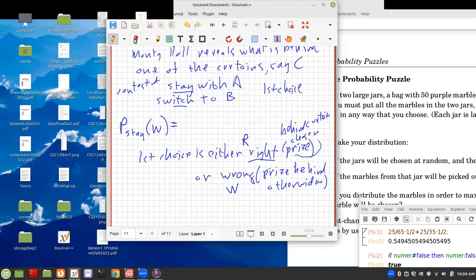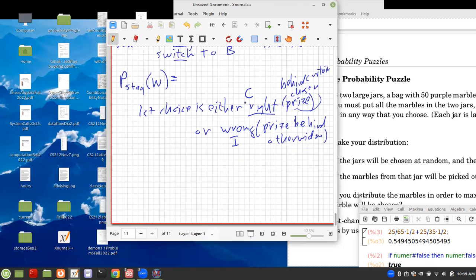Let's call these correct and incorrect, since I don't want to use W for both winning and wrong. The first choice was either correct, the person guessed correctly, or it was incorrect. Those are 2 mutually exclusive choices covering all the possibilities. Your first choice was either correct or incorrect.